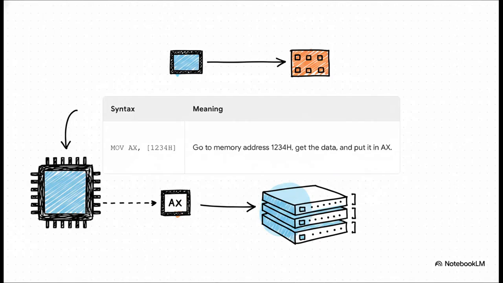Now look closely at the syntax here. See those square brackets around 1234H? They are absolutely crucial. They're a signal to the CPU that says, hey, don't treat this number as the data, treat it as an address.